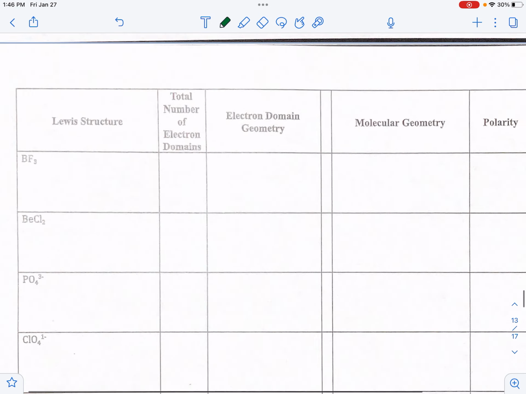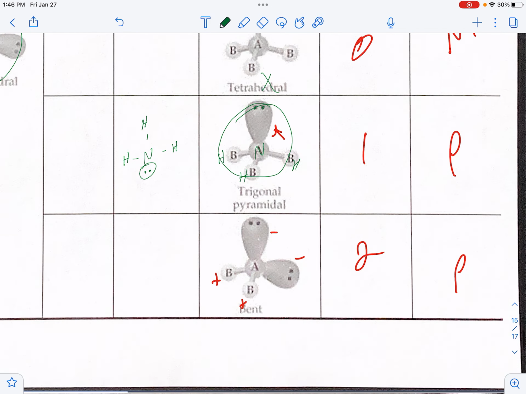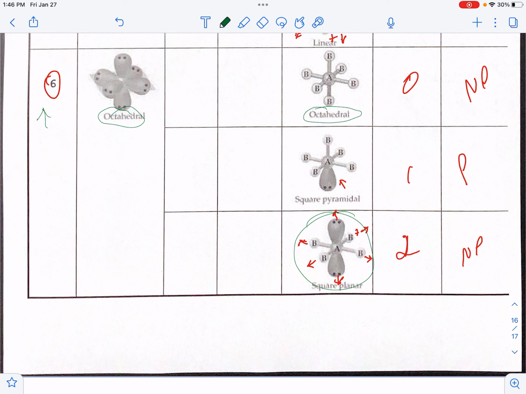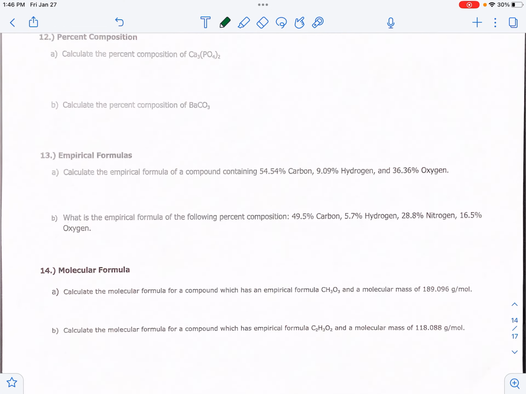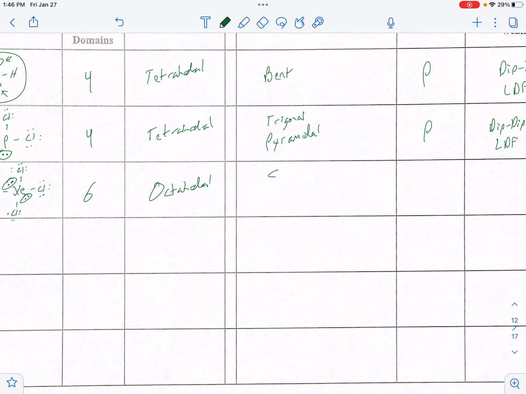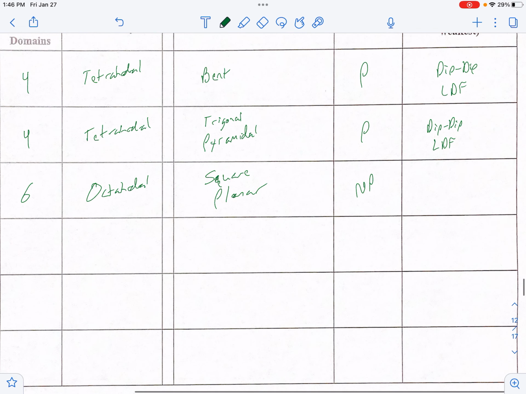Now remember, this is one of our special ones as far as polar and non-polar goes, because we have 2 leftover pairs, so we're dealing with square planar. Since everything's pulling its own direction and neutralizing itself, this one's going to be non-polar. Oh, sorry, square planar is my next one. So square planar. This would be non-polar, so the only one present would be LDF.